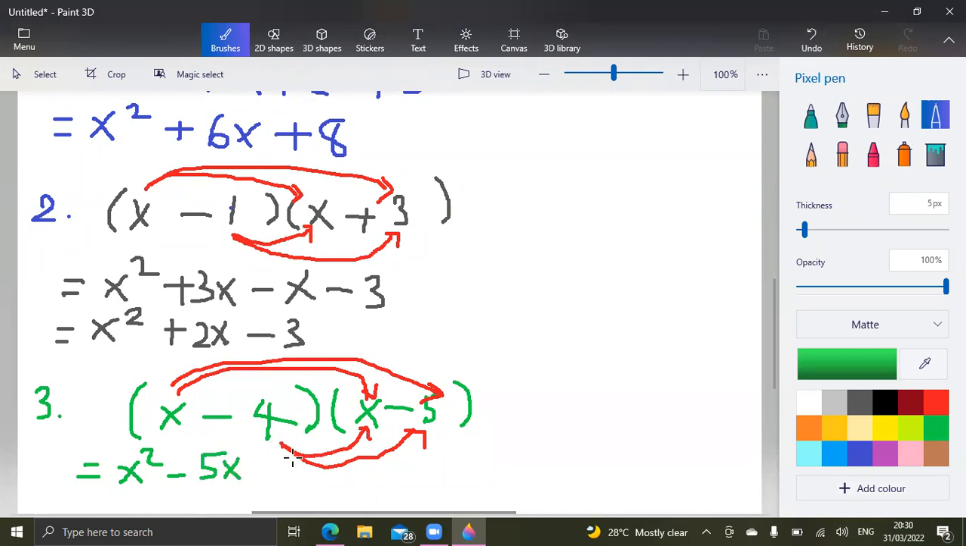Now, let's have a look at the second, the arrow below. You got a minus 4, just follow the arrow, minus 4 multiplied by x. Minus 4 multiplied by x becoming a minus 4x. There you go.